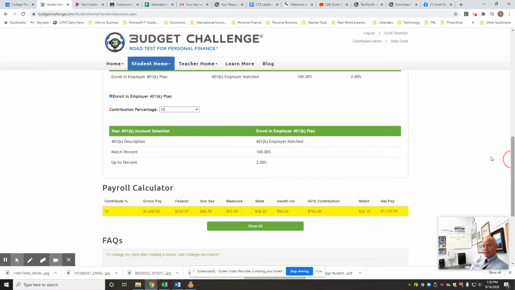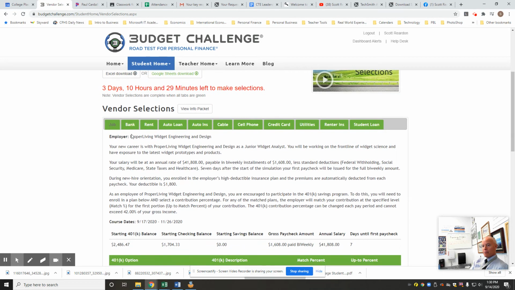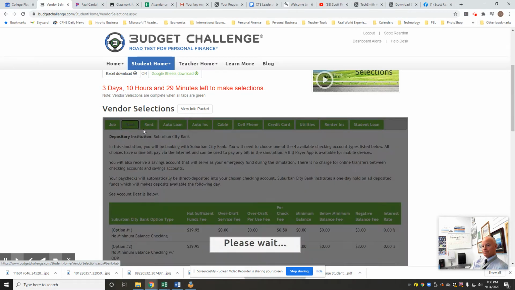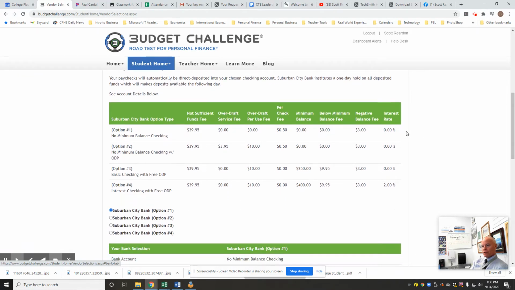Once I decide on my 401k percentage amount, you will see that back up at the top, your job tab is now green. Let's move over to the bank tab. You have 4 choices for the bank tab. Option 1, option 2, option 3, and option 4. I'm going to go through each one of these columns and explain each one of these.